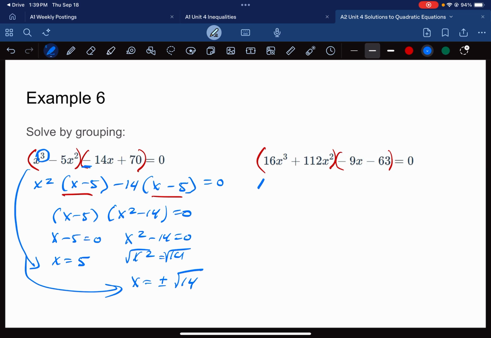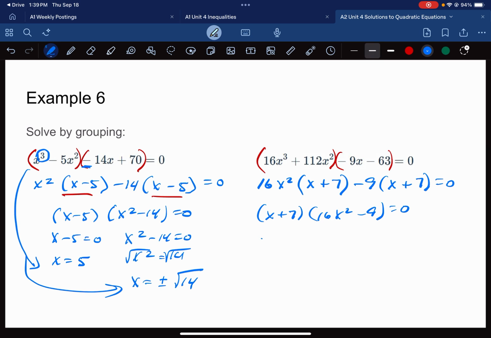So I'm going to factor out a 16 and an x squared, and that's going to leave me with an x there and a plus 7 there. And then this next value is negative 9, so I'm going to factor out a negative 9, and I'm left with x and plus 7. So x plus 7 is our common factor, and 16x squared minus 9 is what remains when we factor that out. Well, this is going to give me an answer of negative 7, and then this is going to take a little more work. So there's that 16x squared minus 9.